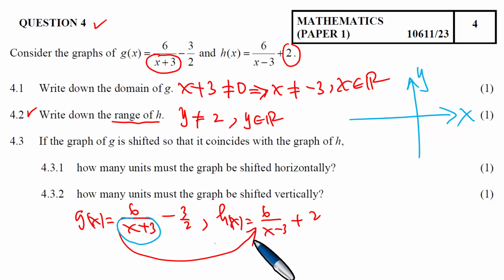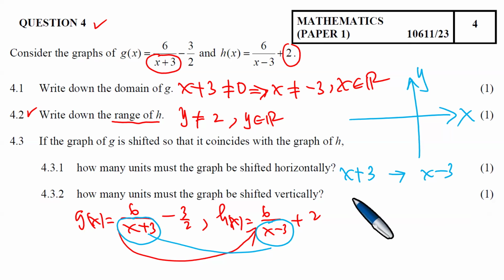So if you shift horizontally, the x plus 3 must be the same as what? Must be the same as x minus 3. You get the point? Yes. The question is, what number can you add now? We want to make x plus 3 to be the same as x minus 3. What number do we add to plus 3 so that plus 3 becomes minus 3?